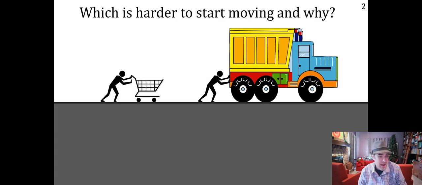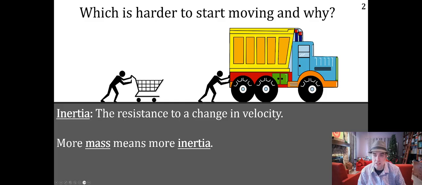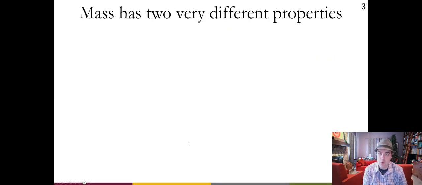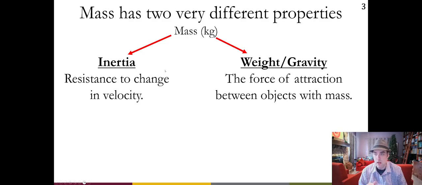And the truth is, mass has another very weird property alongside gravity, which makes it harder to get the dump truck to start moving than this empty shopping cart here. And that property is called inertia. So this is the resistance to change in velocity. Now, more mass means more inertia. So mass now has two very separate properties here: inertia, which is the resistance to change in velocity, and weight or gravity. This is the force of attraction between objects with mass. So two very separate properties, but they both come from mass.